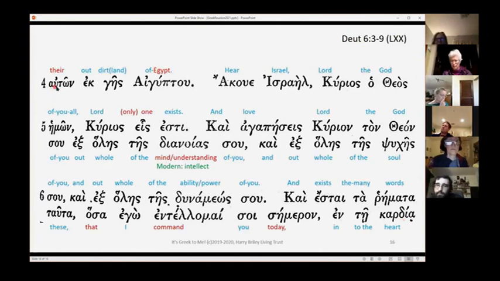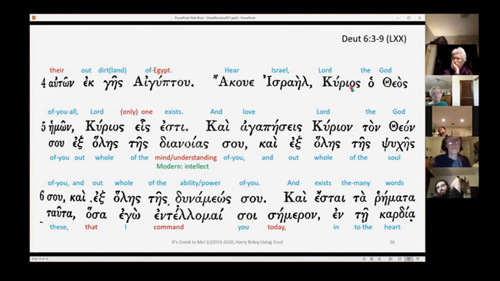Auton, auto has the word of self, but this particular one is plural, so it comes off as their. You would need the personal pronoun table to figure this one out. Ek, out, ges, of Egypt. So out of the land of Egypt. We usually say, Hear, O Israel, but here in the Greek, it simply says, Hear, Israel. It's more of a command. And it doesn't say the Lord your God, it's the God Lord.